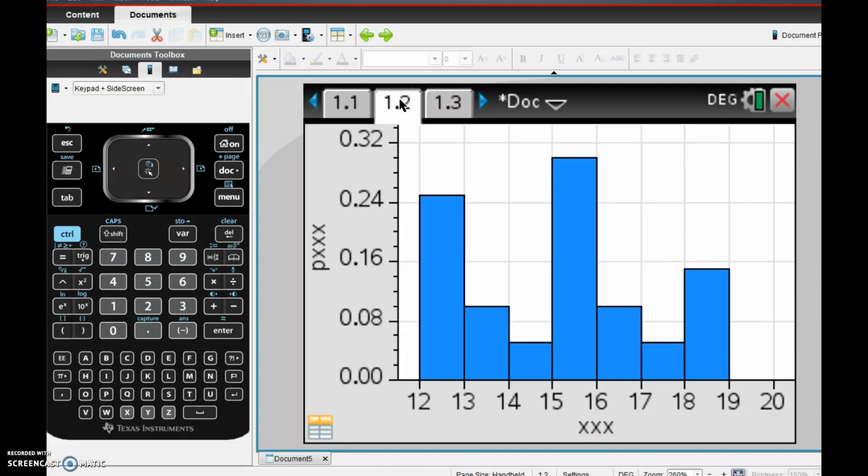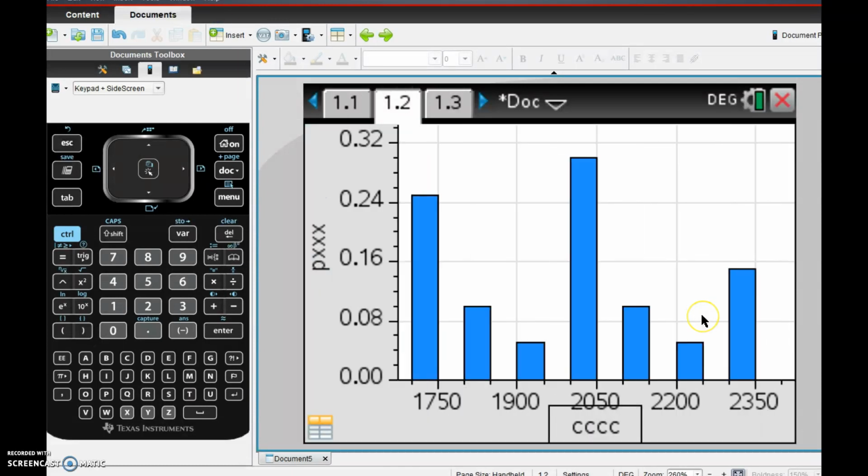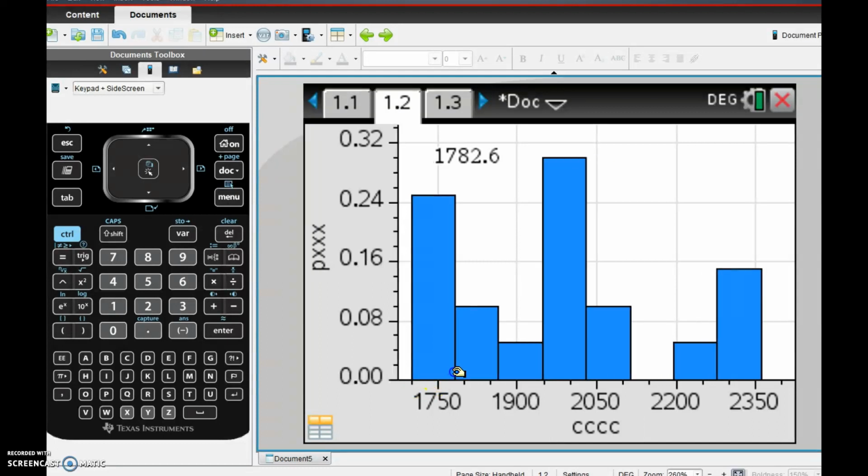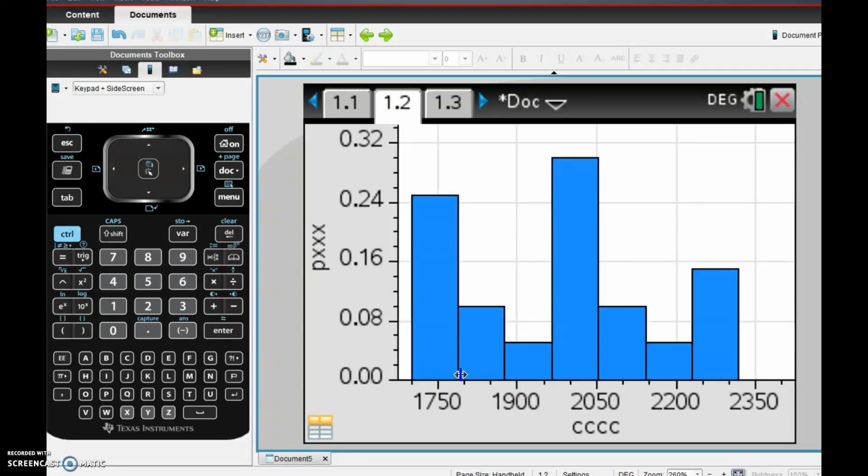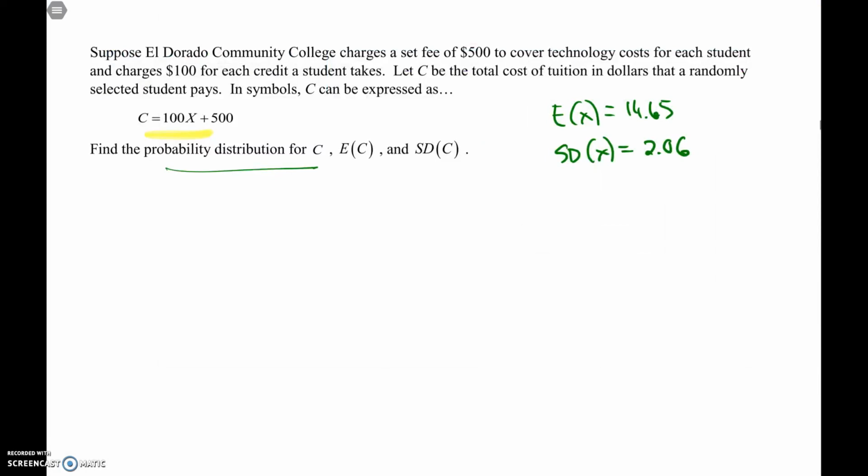And we could even take a look at the shape of it if we wanted to. There's tuition costs. Notice the shape kind of looks the same, right? I mean, it should. It's just a linear transformation on the data set. It doesn't change the shape. So how does it change the mean and standard deviation?